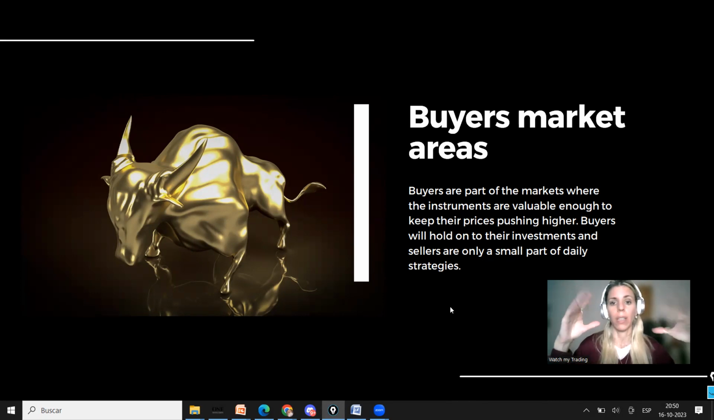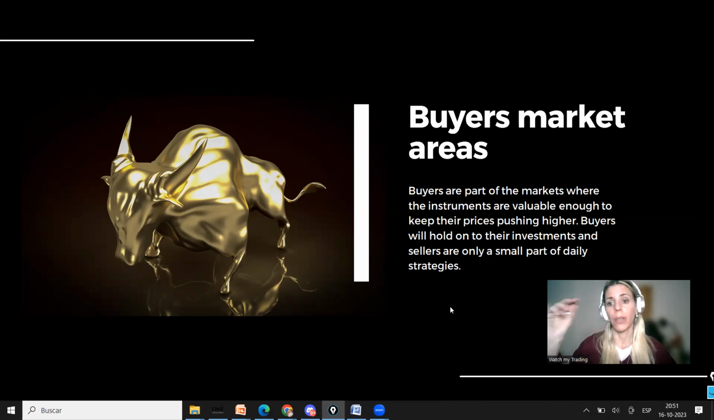Those in the FX market: euro dollar, pound dollar, yen, dollar Canadian, also gold. Gold is a trend market, but we can also have years where there's some sort of sell area, and then some years it is more of a buyer area. Okay, we're going to know the difference between them.